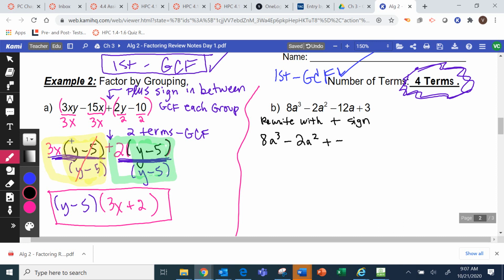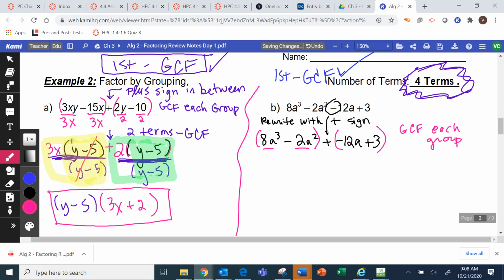Thank you. Okay, so instead of having this subtraction sign here, I just made that into plus a negative 12a plus 30. So I just changed it into plus a negative. And when I did that, now I can separate these. So I have a plus sign in between. Then our next step is that we're going to do a GCF for each of these groups.